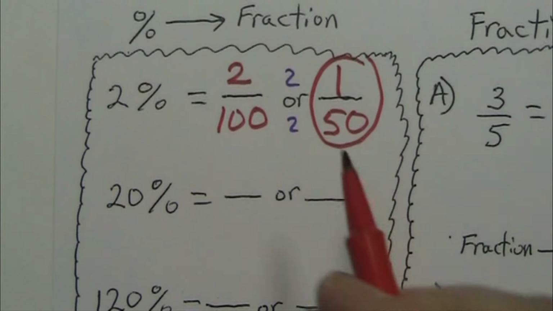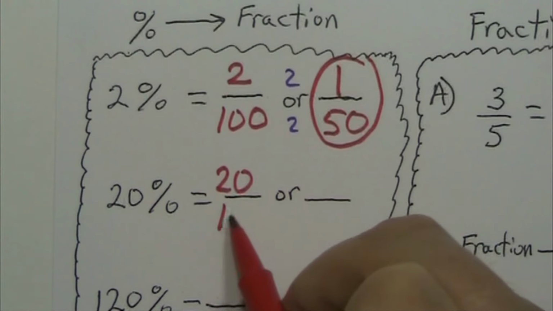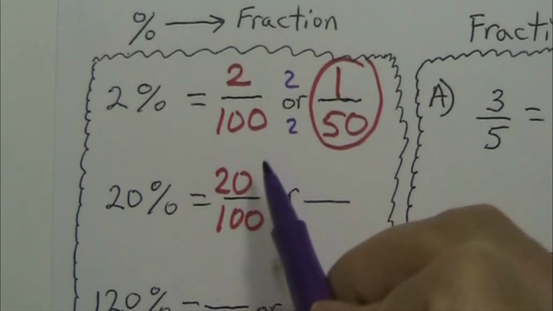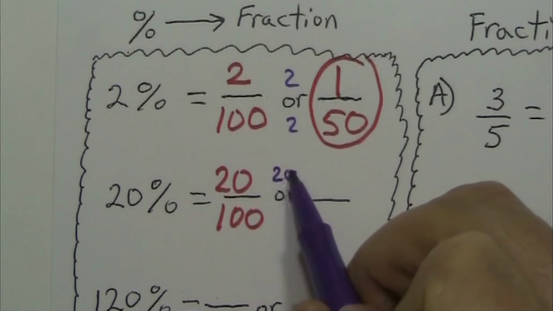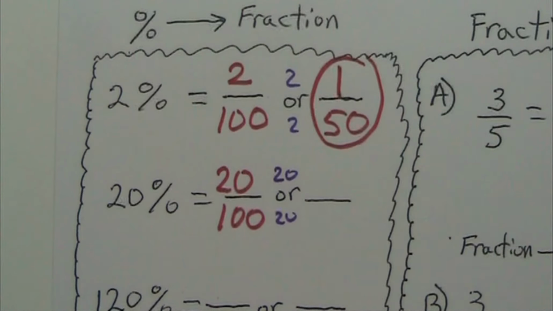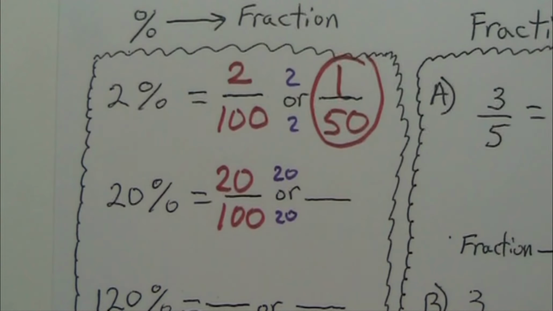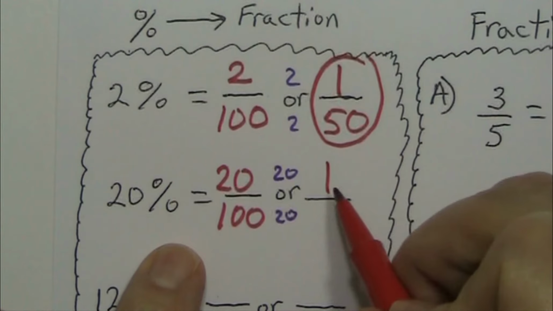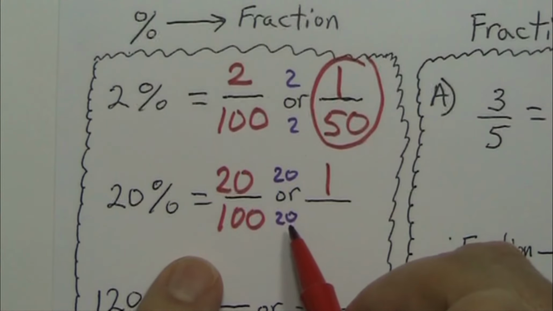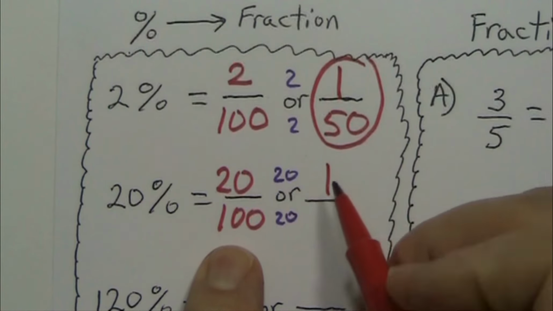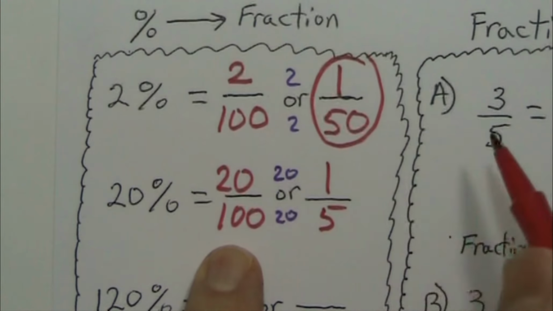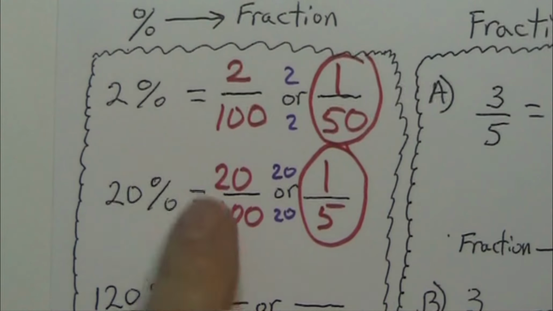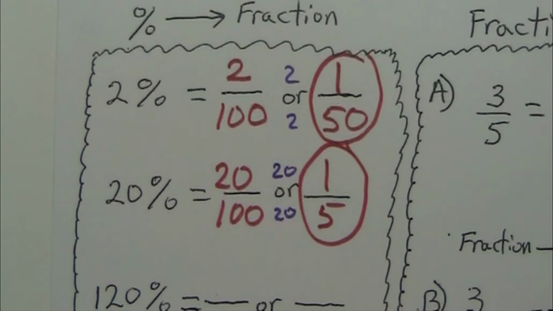20% is the same as 20 out of 100. Now I can reduce that. I think 20 goes into both of those. So I'll just scale it down by 20. 20 divided by 20 is 1. 100 divided by 20, in other words, 20 goes into 100 5 times. So I reduced it. I scaled it down by 20.